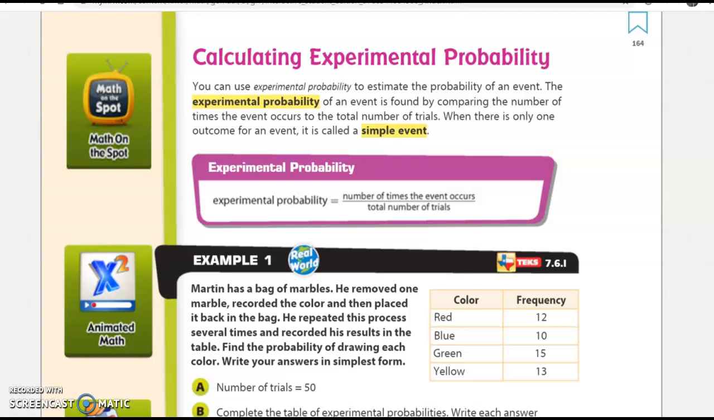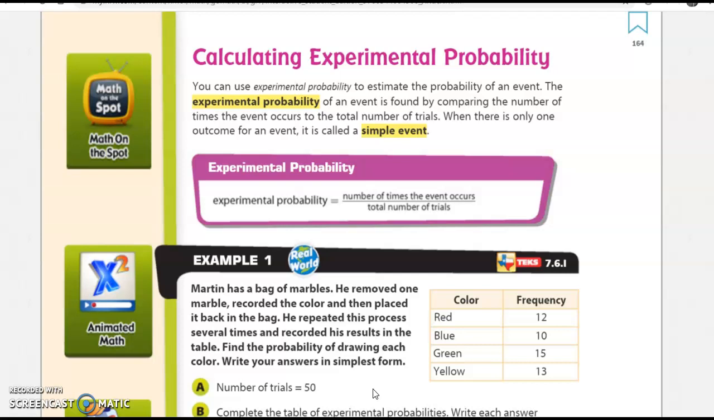So basically what he did is you see there in that green A, the number of trials was 50. If we notice here, he pulled red out of the bag 12 of those 50 times. He pulled blue from that bag 10 of 50 times. Green, 15 of 50 times. Yellow, 13 of the times. Now, again, over the course of those 50 trials, the number or the frequency at which those colors were chosen was recorded. Now, that's going to be very important in our calculation.